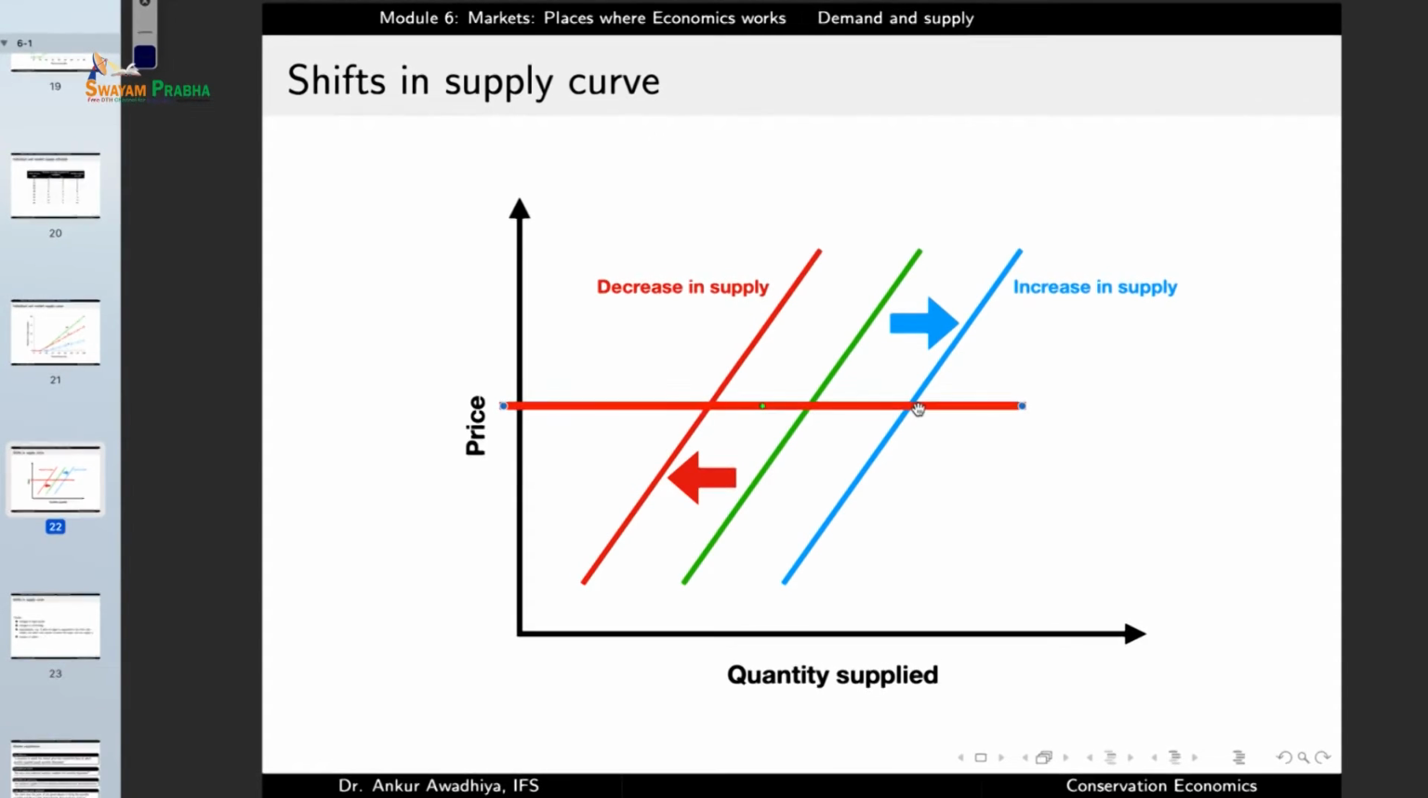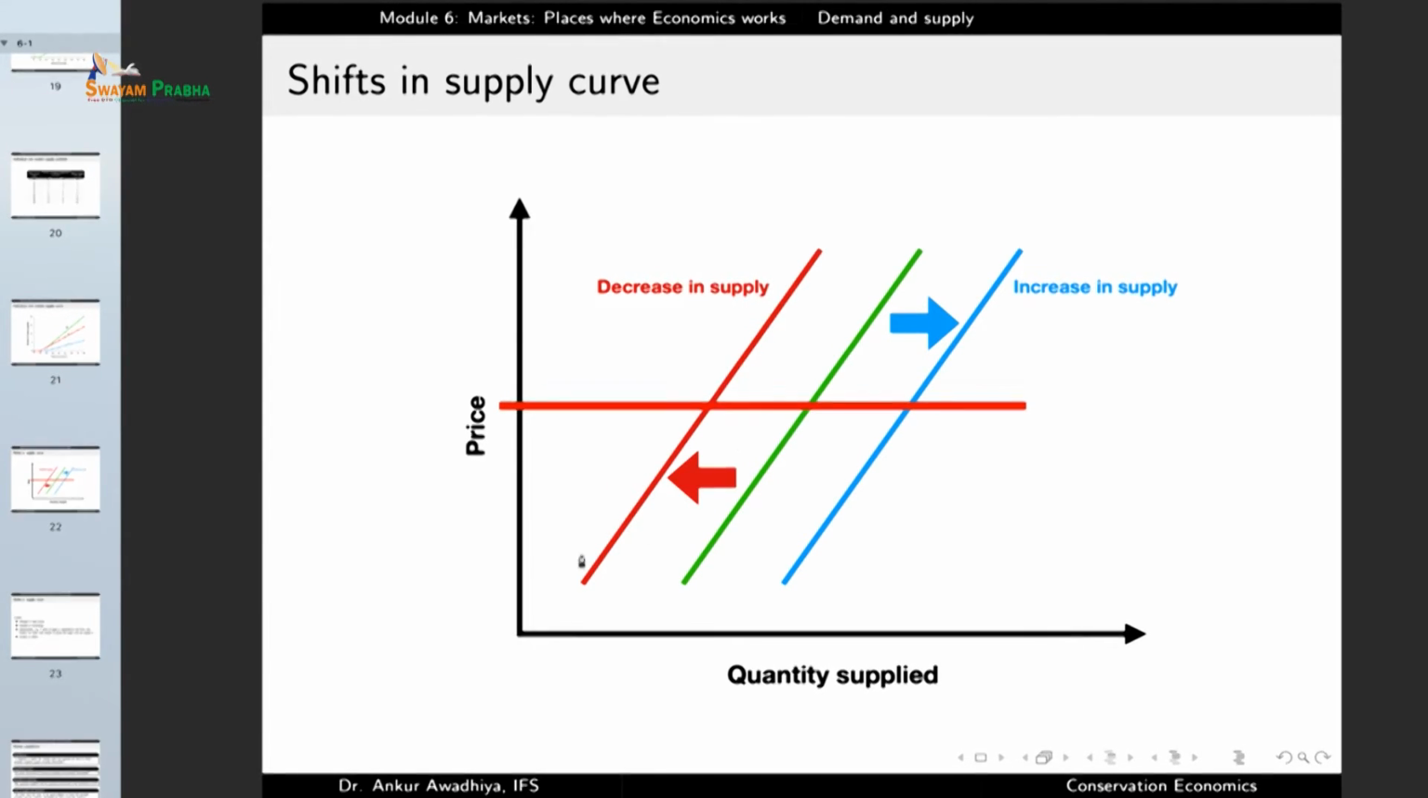So we will show it by means of a curve that has shifted to the right. This blue curve is showing an increased supply as compared to the green curve. Similarly, if there is a decrease in supply, it will mean that less quantity is supplied at any price, and this would be represented by a curve shifting to the left. So this is a shift in the supply curve.